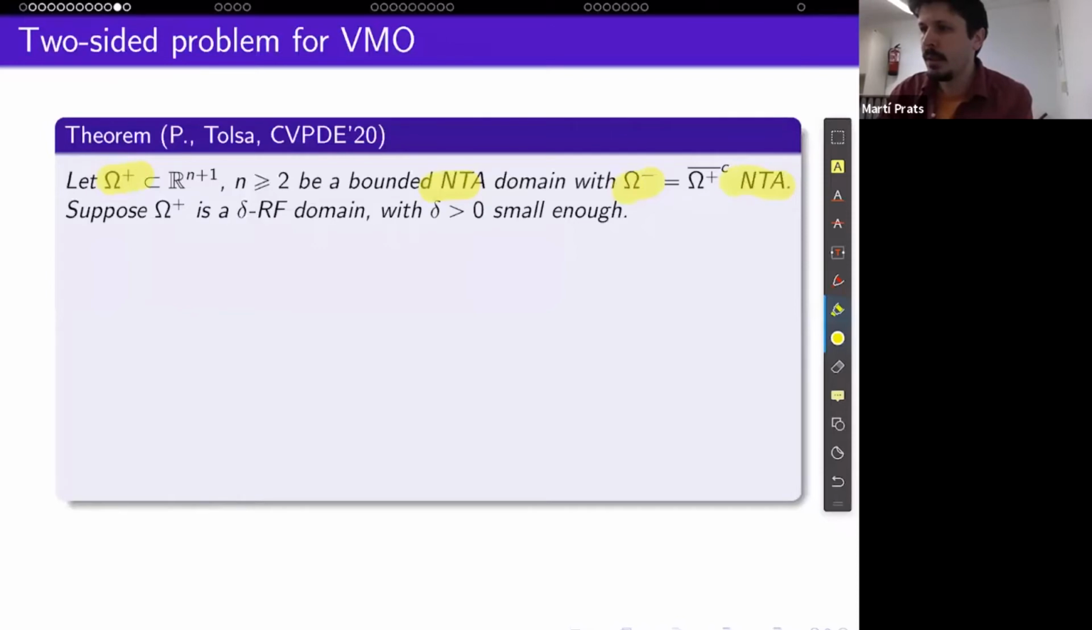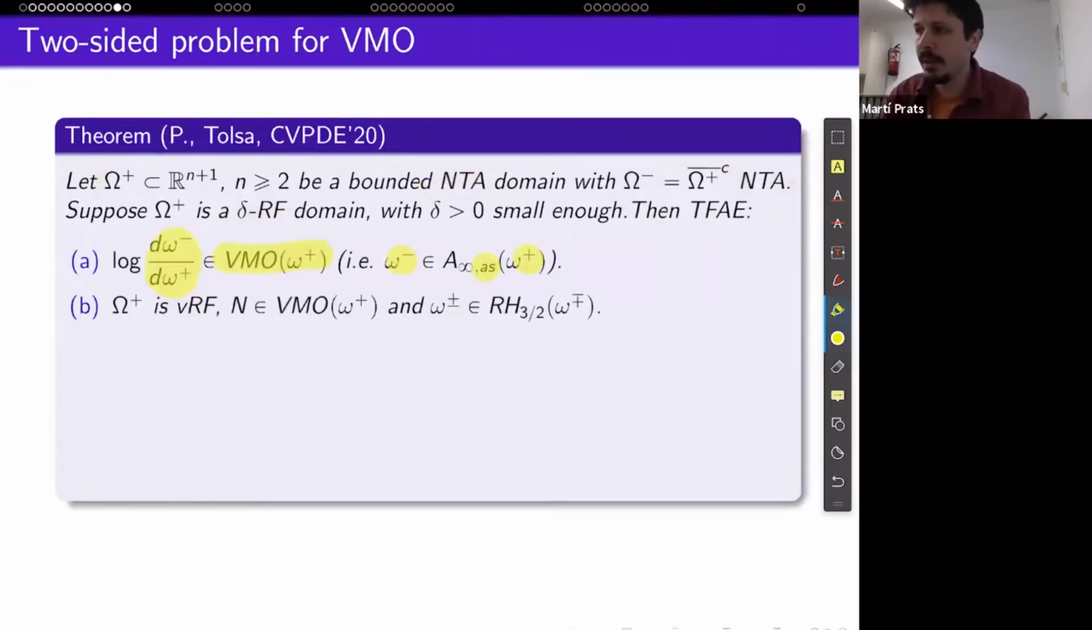Now, following our equivalent first two items: the logarithm of the density is in VMO. This is the same as saying that omega minus is asymptotically in A infinity of omega plus. And these following three conditions: omega plus is vanishing Reifenberg flat. This is similar to the previous slide. The normal vector is in VMO with respect to omega plus. So this is important.